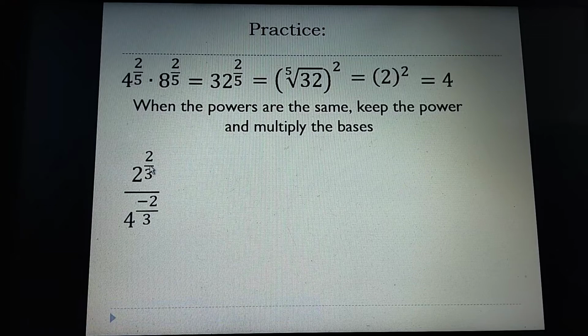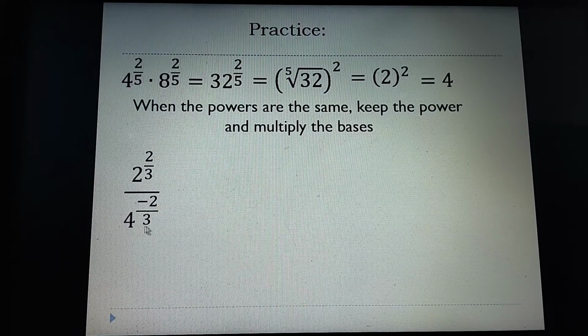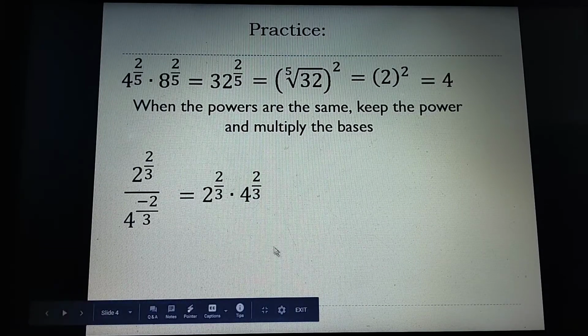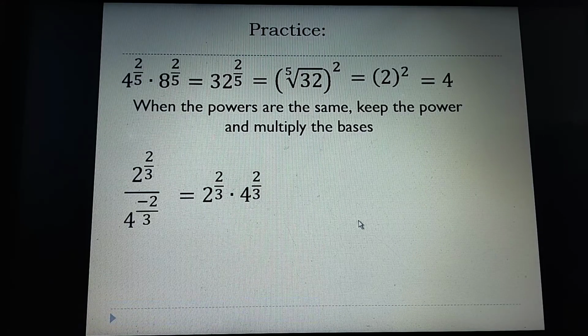Okay, it works the same way this way. If it looks like you're dividing them, and you pretty much have the same exponents. So first thing we're going to do is we're going to take the negative 2/3 and we're going to make it positive by moving the 4 up to the top with the 2, like this. So instead of dividing the 2 and the 4, we're now multiplying the 2 and the 4. Okay, same exponents, so keep the 2/3, multiply the bases. So it becomes 8 to the 2/3.